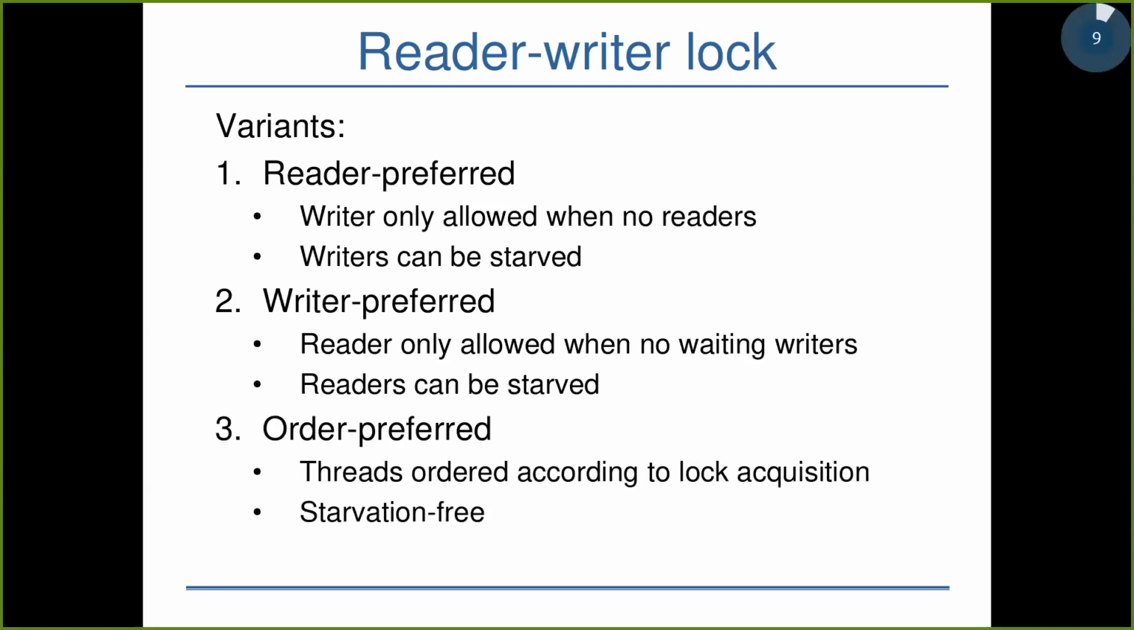You can also have some sort of order preferred, so threads are ordered according to lock acquisition. If a writer comes first, we have to accommodate the writer. If a reader comes first, we have to accommodate this reader, and so on. Ideally, it can be starvation free, but the more conditions we put on top of a regular mutex, the more complex it becomes, and at some point it may just not be worthwhile to implement it, especially if it's a small critical section. So it's always a trade-off in what we actually want to achieve.